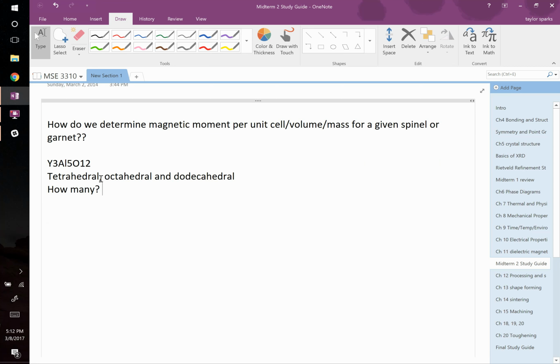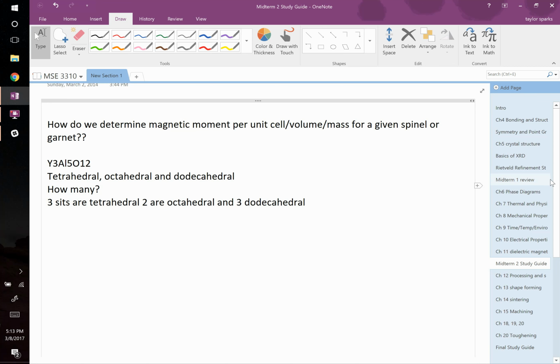There's like 24 tetrahedral, 16 octahedral. Yeah, I think you're thinking per unit cell. Because right now in the formula there's only 8 total, right? So of those 8, how do they get split over these 3 things that I'm asking? 3/5 are tetrahedral. So 3 sites are tetrahedral, 2 are octahedral, and 3 are dodecahedral.